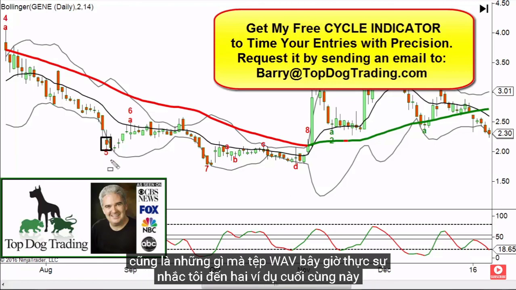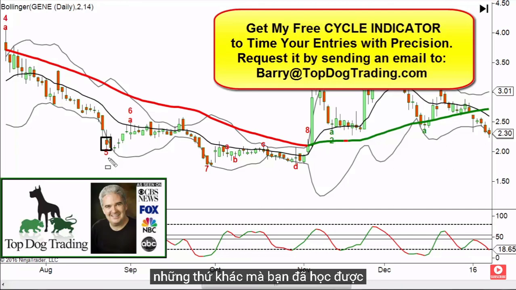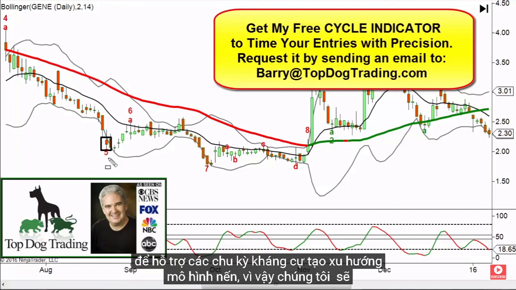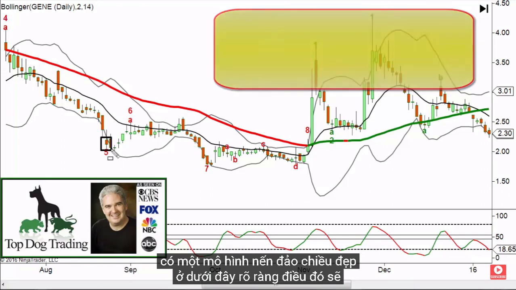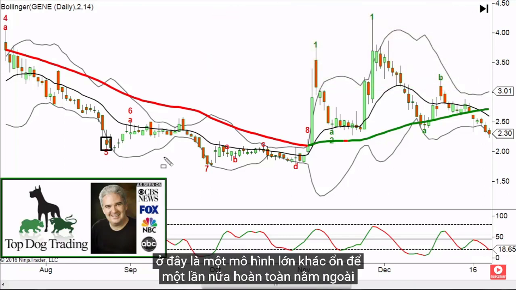Now, these last two examples prompt me to remind you of something else. You want to use this in conjunction with other things that you've learned: support and resistance, cycles, trend, candlestick patterns. So if you get a nice reversal candlestick pattern down here, obviously that's going to add to the probability of success. Here's another big one.